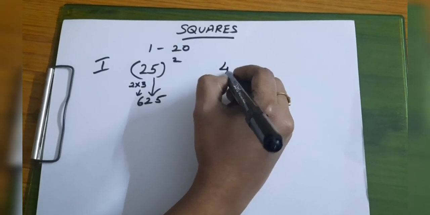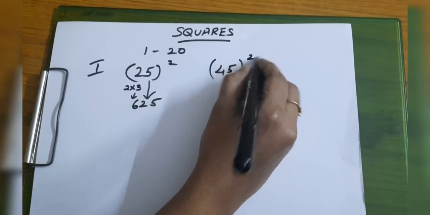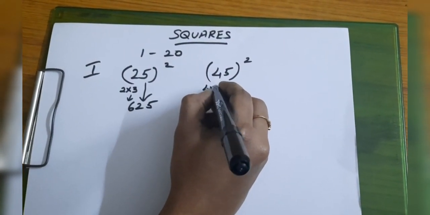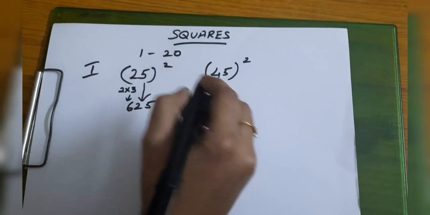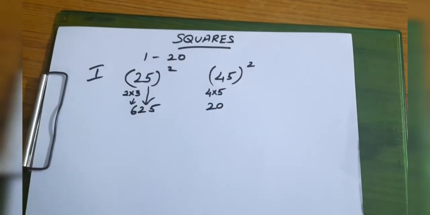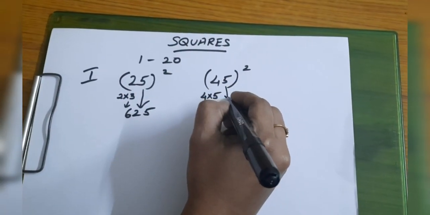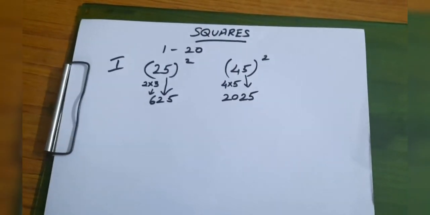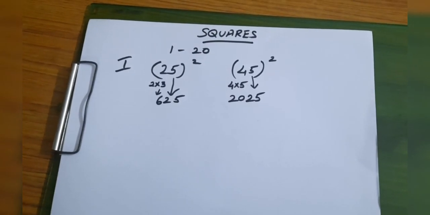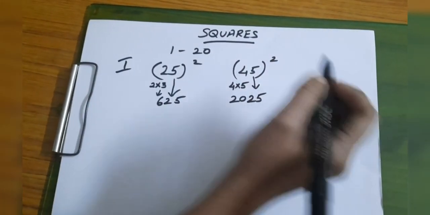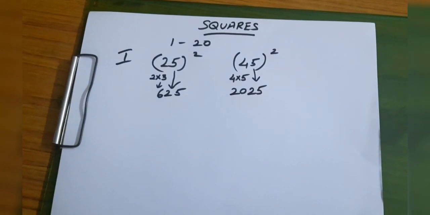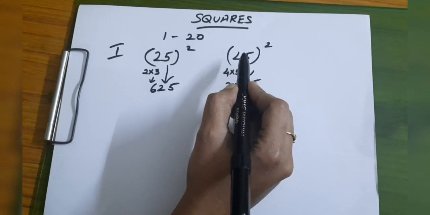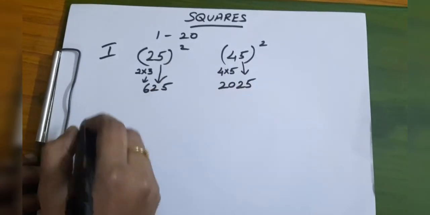Now let's try 45 square. So first step, 4 into 5. So it becomes 20 and then do 5 square. So the answer is 2025. So you can use this method to find the squares of the numbers which has 5 as its ones place.